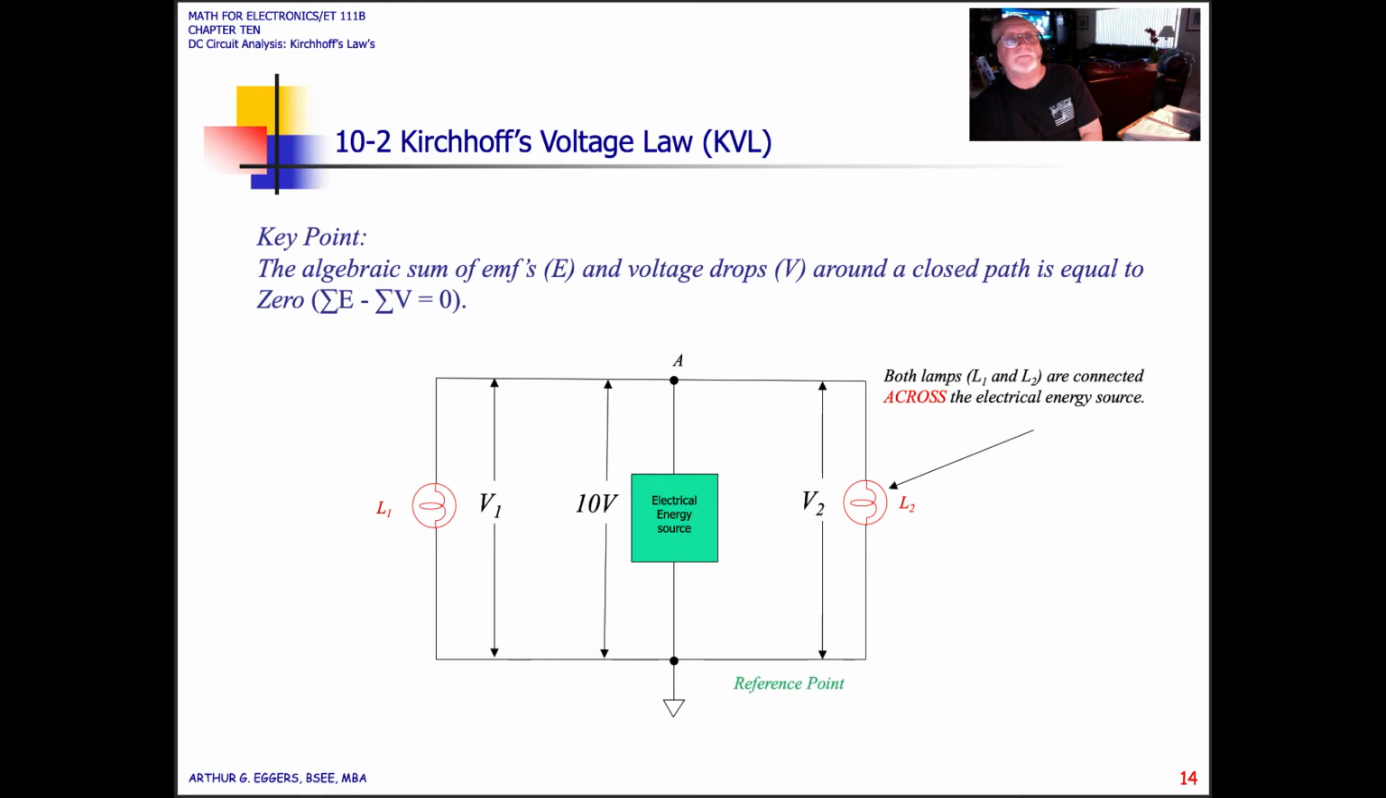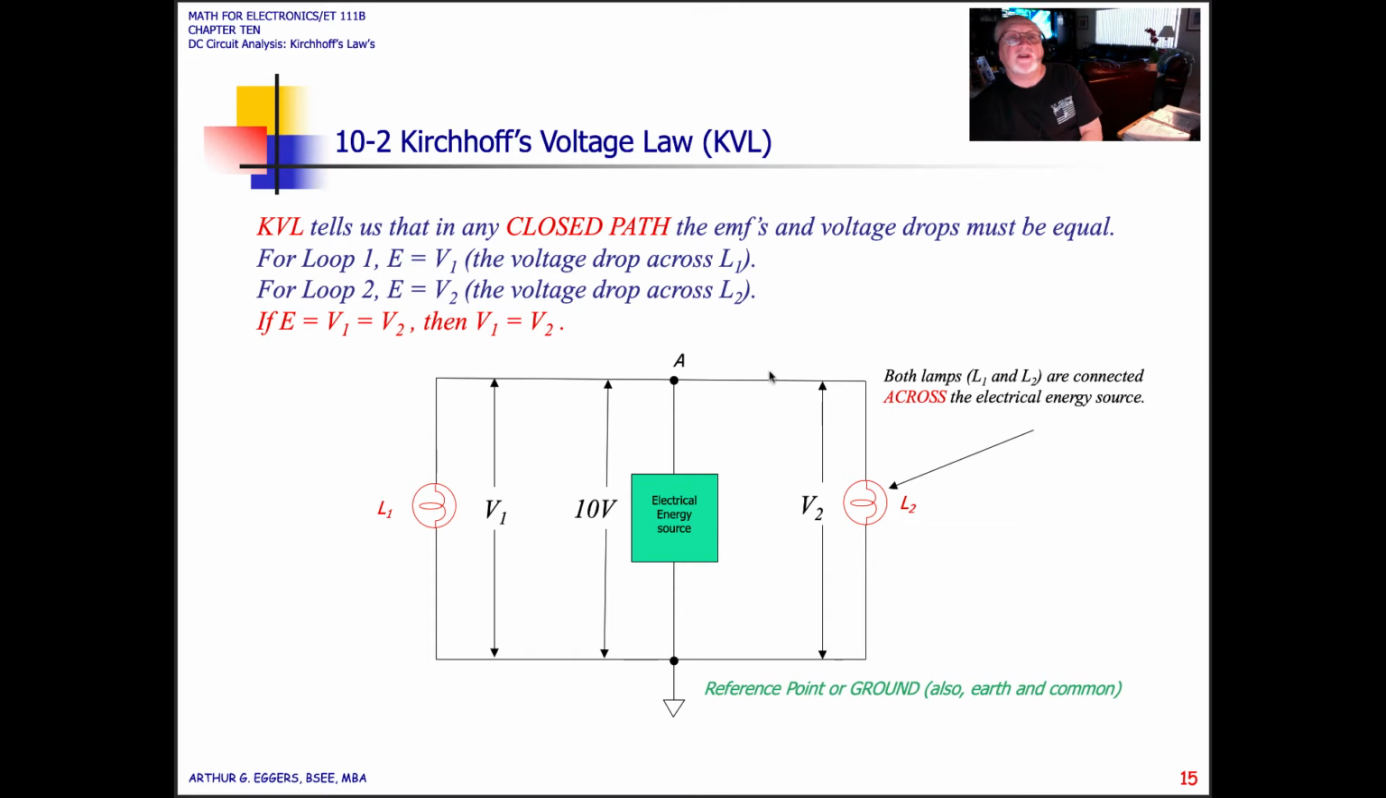It would not change. So the algebraic sum of electromotive force, EMF, and the voltage drops, V, around a closed path equals 0. Okay, so this is just telling us that all those voltages measured have to equal 0. Both lamps L1 and L2 are connected across the electrical energy source. So you have to get used to that term. The voltage isn't flowing through this circuit. The voltage is across the two reference points in this circuit, point A and ground.